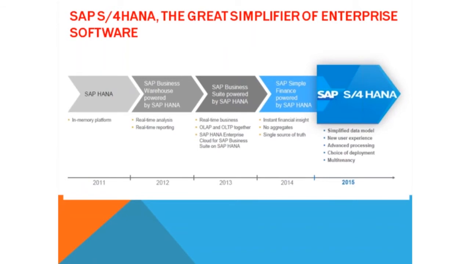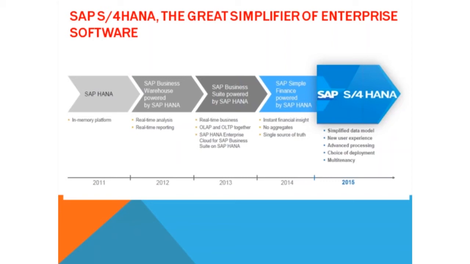We had SAP HANA in 2011, which is called an in-memory platform. Then we had SAP Business Warehouse powered by SAP HANA, real-time analysis and real-time reporting, in 2012. Then we had SAP Business Suite powered by SAP HANA, real-time business, as one of the fellows told, with online analytical processing as well as OLTP, online transaction processing. So we have historical data and line item detail. Previously, to build historical data as well as line item reports, we had to build programming logic to bring in the data. Now, as one of the fellows said, everything is coming into SAP on a real-time basis.